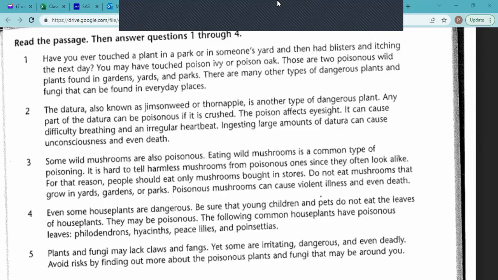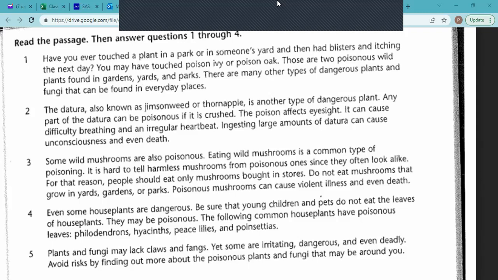All right, so I'm going to go ahead and reread this with you. Have you ever touched a plant in a park or in someone's yard and then had blisters and itching the next day? You may have touched poison ivy or poison oak. Those are two poisonous wild plants found in gardens, yards, and parks. There are many other types of dangerous plants and fungi that can be found in everyday places.